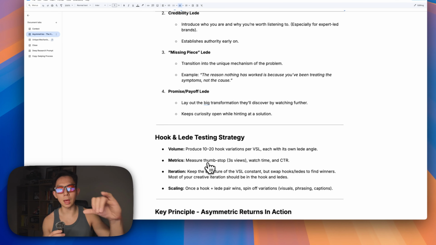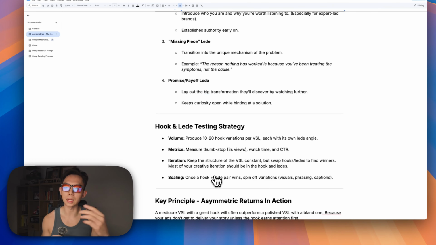So for example, if you have 10 hooks, you want to run these 10 hooks as static images and then observe which hooks has the highest click-through rate. And based on that information, you can then build your VSL on that. So once a hook plus a lead pair wins, you can spin off many variations of it.